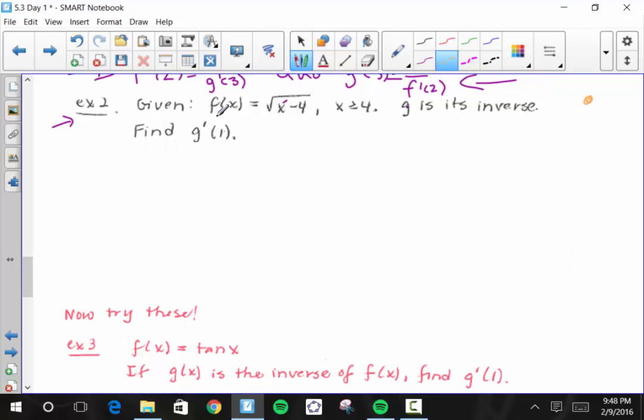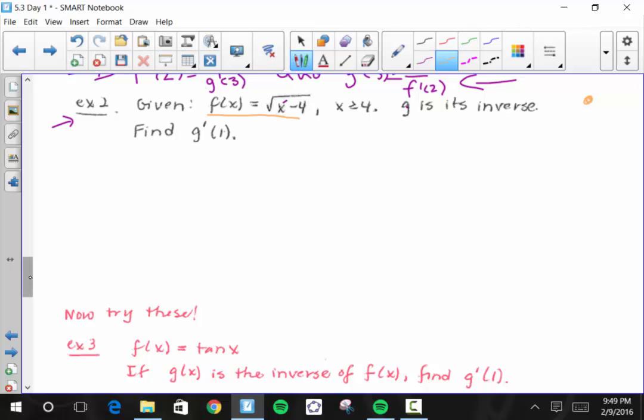Okay, in this problem, they're giving you that f of x is equal to the square root of x minus 4 for when x is greater than or equal to 4. And the reason they say that is because you can't take the square root of a negative, so you just have to have this be greater than or equal to 4. And then they're letting you know that g is this inverse, and they're saying, hey, find g prime of 1.